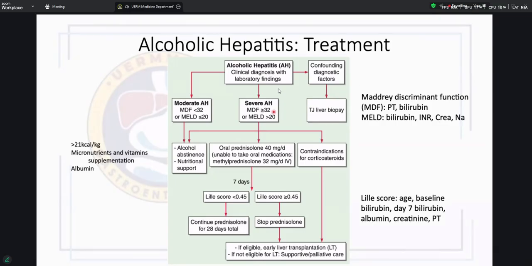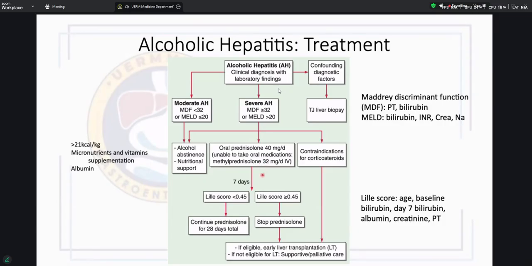Patients with MDF of at least 32 or a MELD score of more than 20 have a high mortality rate, and these patients could benefit from glucocorticoids because glucocorticoid use reduces the risk of death in patients with severe alcoholic hepatitis within 28 days of treatment. So the steroid of choice is prednisolone. Again, the best choice of steroid would be an oral form, prednisolone. But if unable to take oral meds, then you can use IV methylprednisolone.